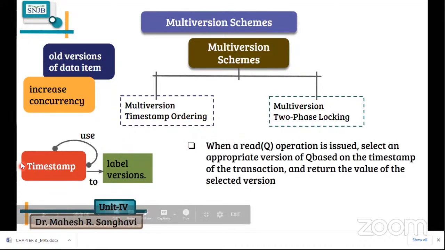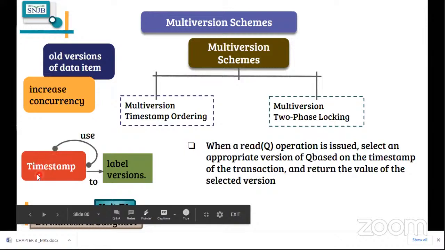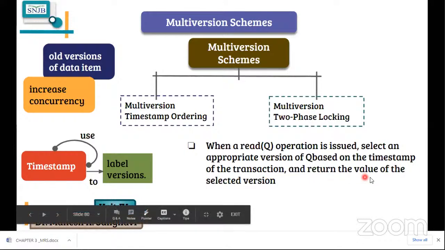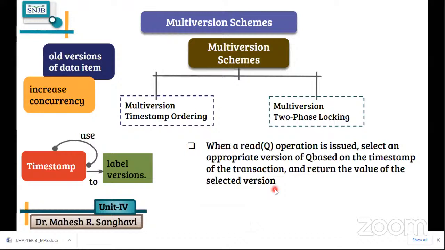We need to understand what this is. This is indicating the timestamp that you use to label the versions. यानी क्या आपके पास बहुत सारे versions, there may be possibility of rollback. In that case, entirely timestamp will change, and the new value of timestamp will be given. So you need to understand here, when a read Q operation is issued, select an appropriate version of Q based on the timestamp of the transaction and return the value of the selected version. You must be aware that when we are writing in a concurrent way, there may be the problem of cache coherency.